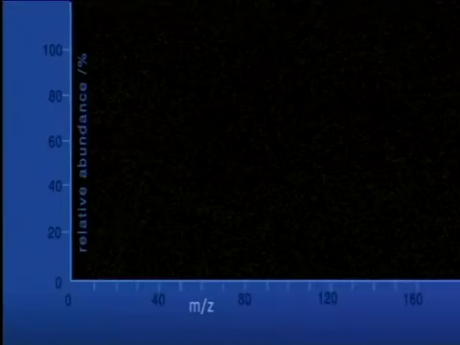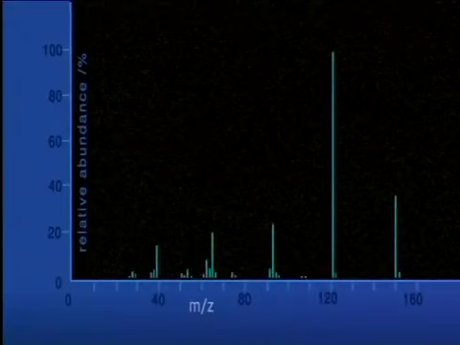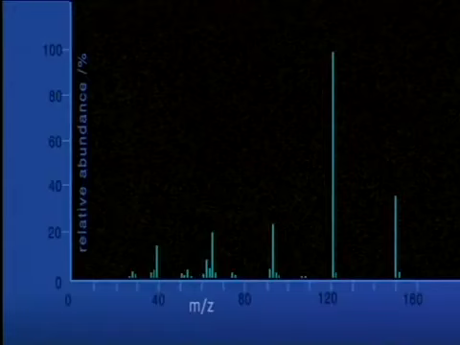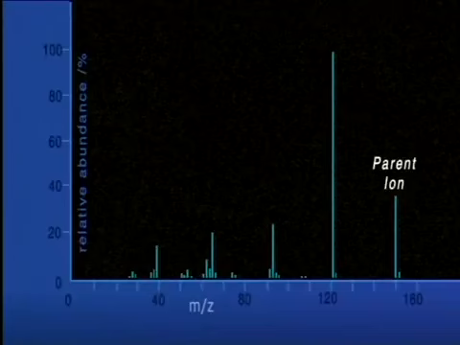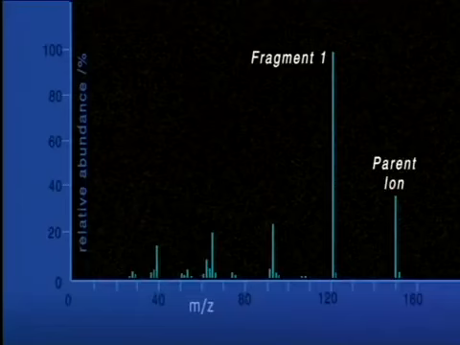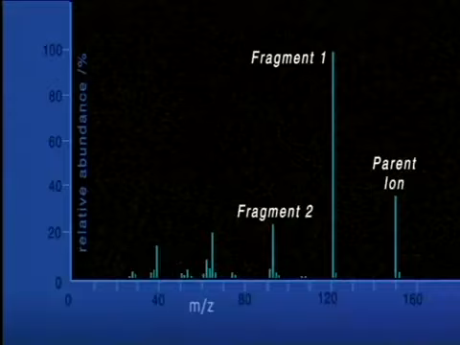As the ions are formed from molecules of the sample, they may fall apart or fragment. The ion of largest mass is often the parent or molecular ion, an ionized molecule that has not fragmented. Other peaks of smaller mass may represent charged fragments of this ion. The masses of these fragments may give clues as to the structure of the original molecule.